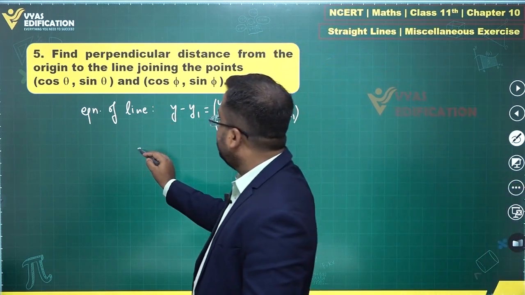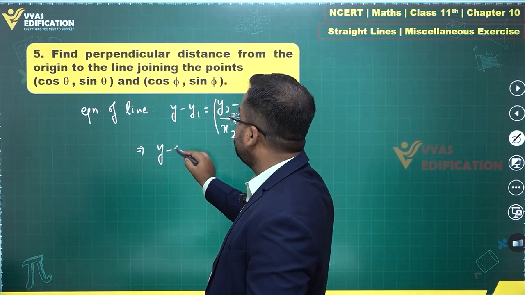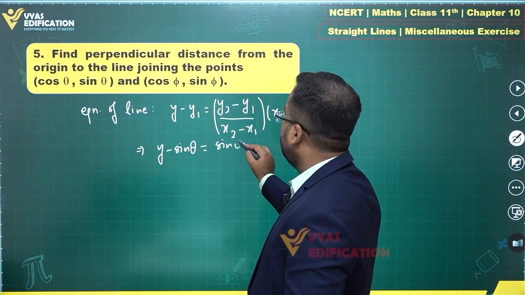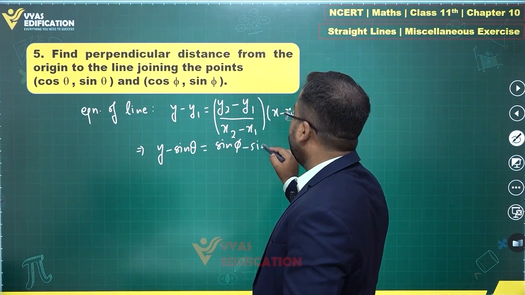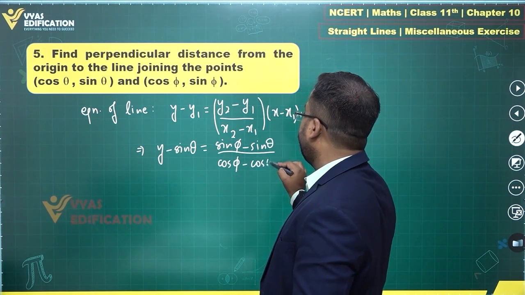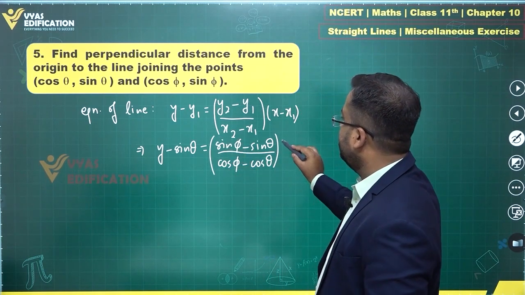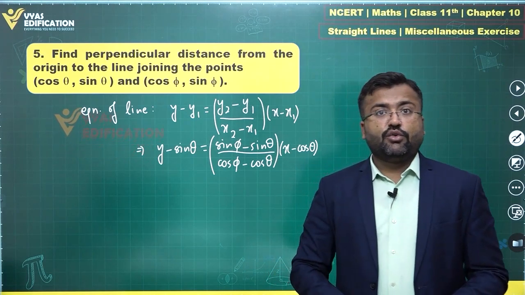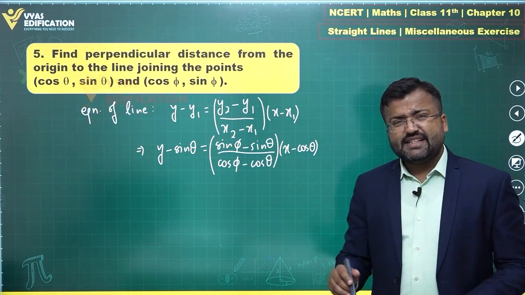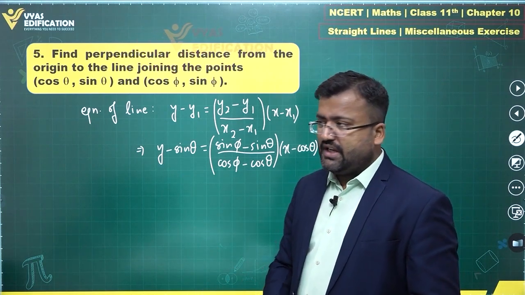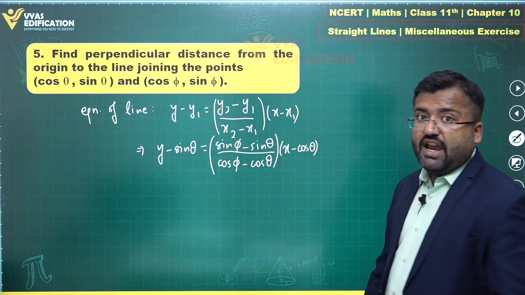So let's write this: y minus y1, which is sine theta, is equal to (y2 minus y1, which is sine phi minus sine theta) upon (cos phi minus cos theta), times (x minus cos theta). Is that the equation of the line? Yes, that is the equation of the line in one way. But can we simplify this further somehow? Yes, maybe we can simplify this in a particular way.